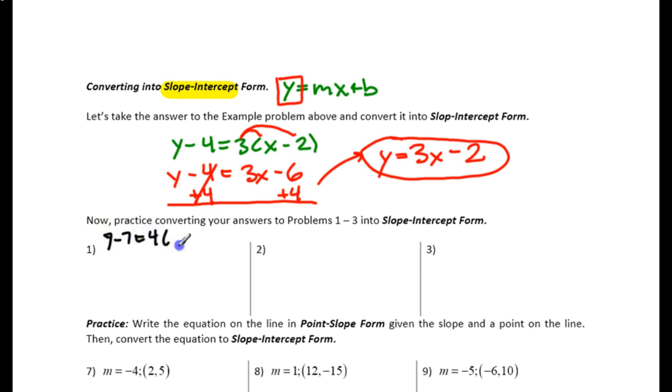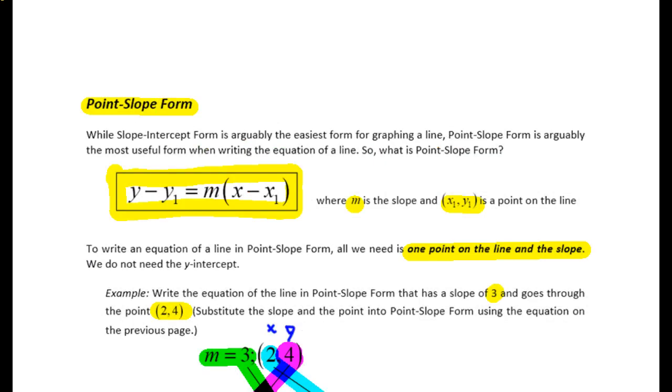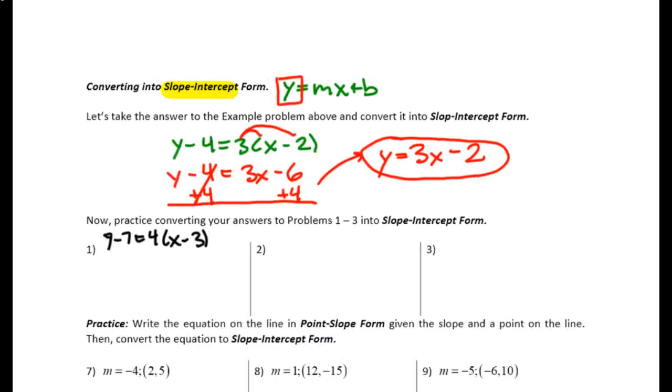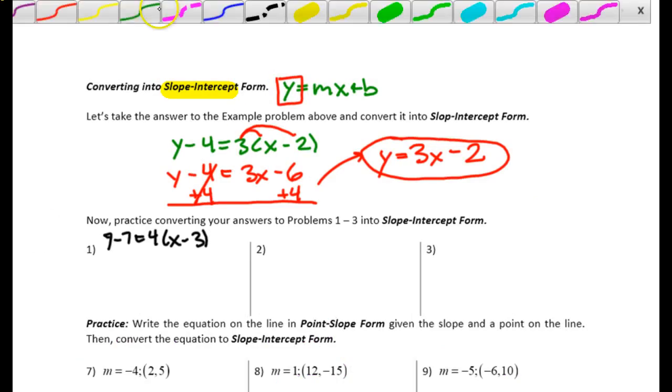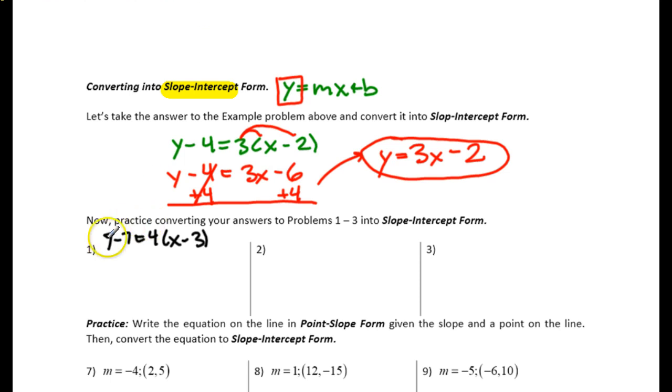Alright, so this was from number 1 on the front. Let me double check that. Okay. Alright, so if we were to solve this one, first thing we should do once again is distribute. So now we have y minus 7 equals 4x minus 12.